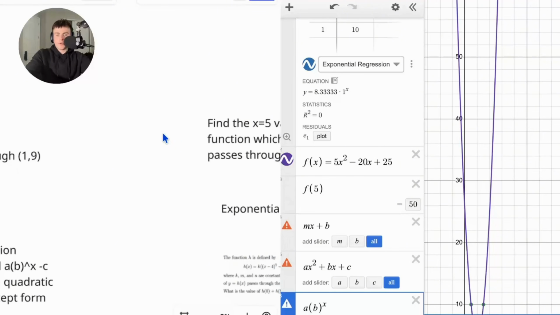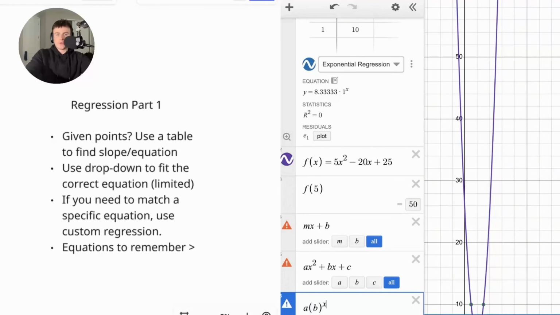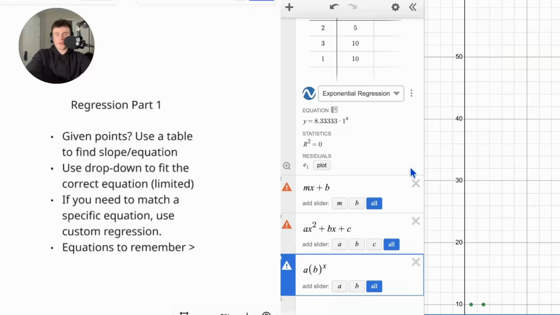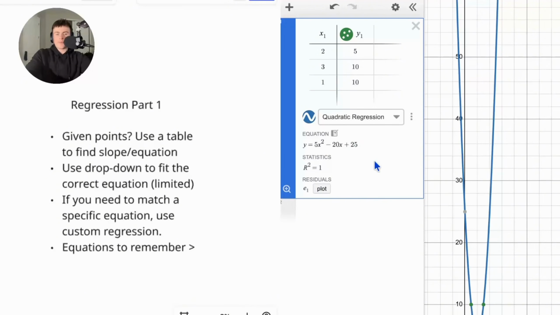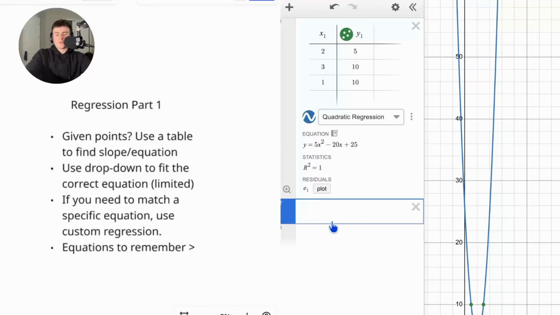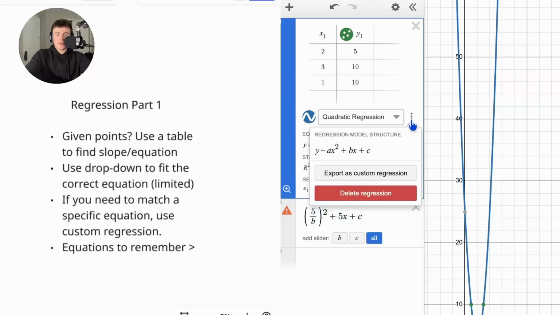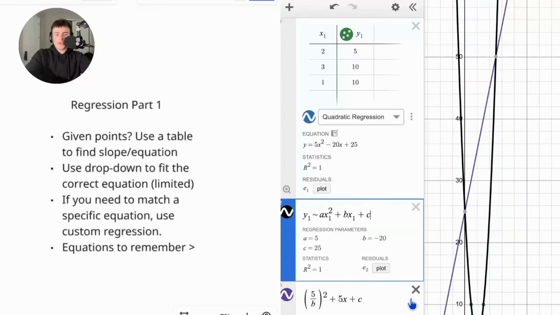What is custom regression? Well, custom regression allows you to change the format of the equation that you're looking for, right? So let's say, for example, back to this, it gives you a quadratic, and then it says the format of this equation is like 5 over b squared, and then plus 5x plus c. It says, okay, hey, this is the format of the equation. Well, what you do is click this little button, regression, export it, and then just change it to that format.